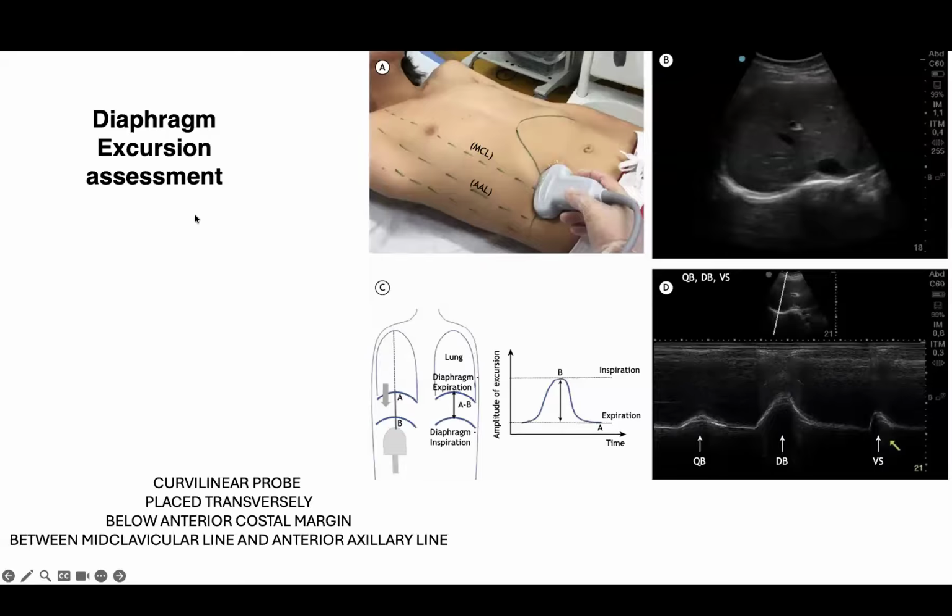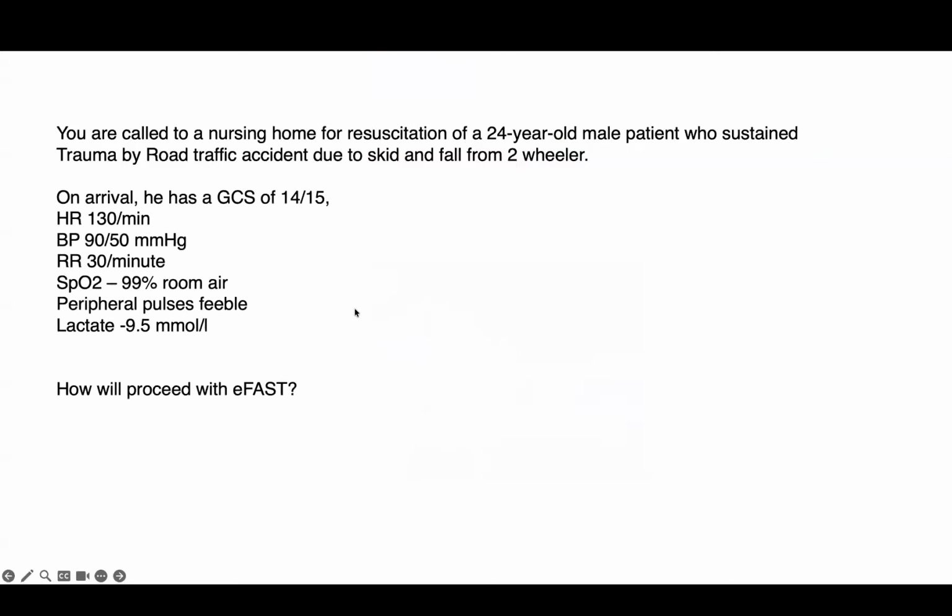So the cutoff here is 1.1 centimeter. One of them has told it correctly, exactly. It is 1.1 centimeter. So more than that, it indicates good function. Less than that, it indicates poor function. Coming to the next question.